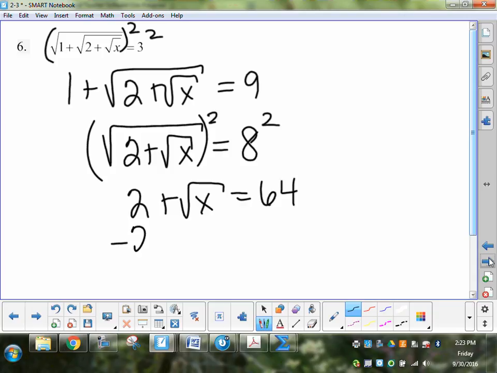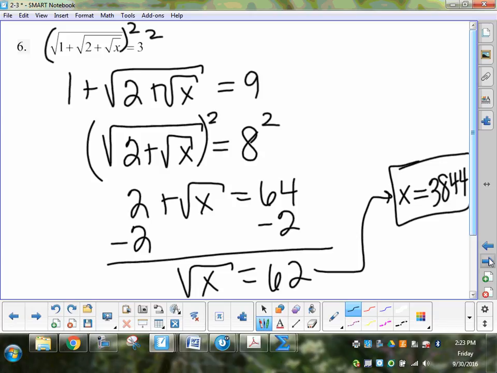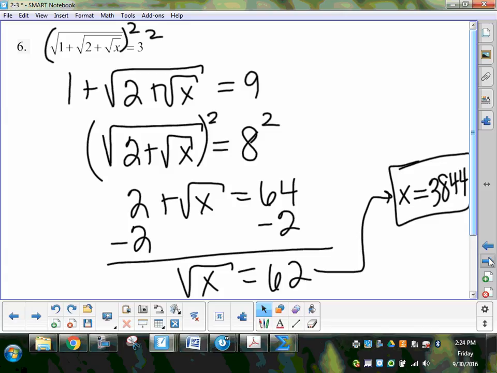From here, I'm going to subtract the 2. And I get radical x is equal to 62. What answer am I going to get for x? Hands up, please, if you can tell me. Check the answer. Does it work? I'll tell you right now it does. Congratulations. We finished on time with just about a moment to spare. Now, was that question hard? It was the easiest one we did all day.